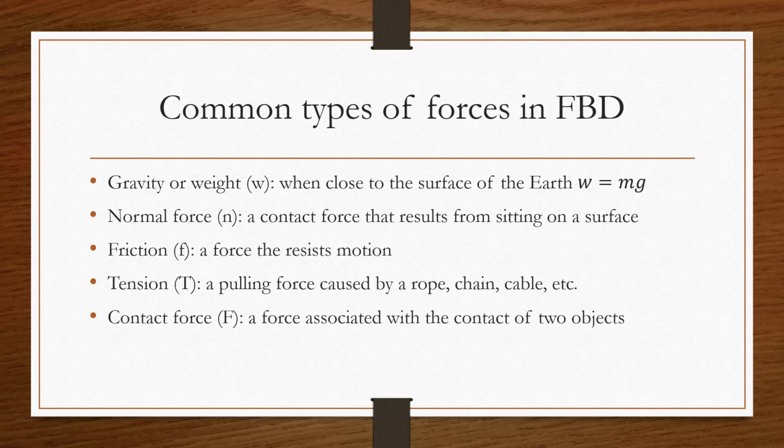The fourth one is tension, which is a pulling force that's caused by a rope, a chain, a cable, a cord, whatever you have. It's worth pointing out that tension is always a pulling force because you can only pull things with ropes, chains, cables, cords, etc. And the last one is just a general contact force, which is any force associated with the contact of the object. So if I was pushing on this block on the ramp, I might use that as a contact force.